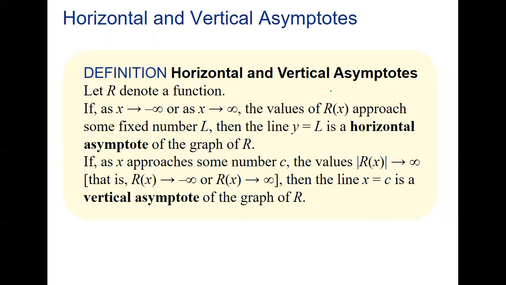So horizontal asymptotes are y equals something. Vertical asymptotes are x equals something. A good way to remember it is "Oy bucks." Horizontal is y equals, and it has 0 slope. That's because it's just flat. Vertical, it has an undefined slope, and it's x equal a number. Oy bucks.